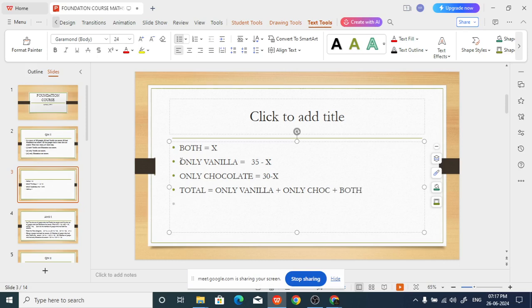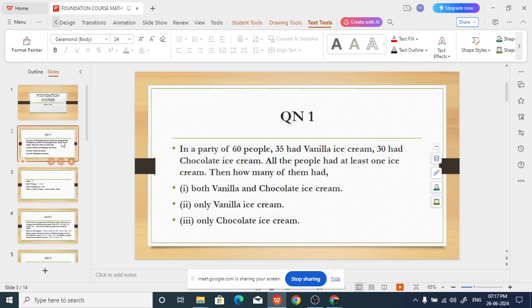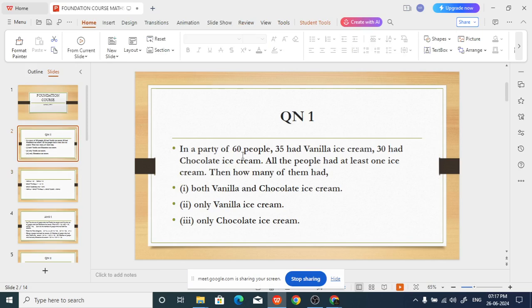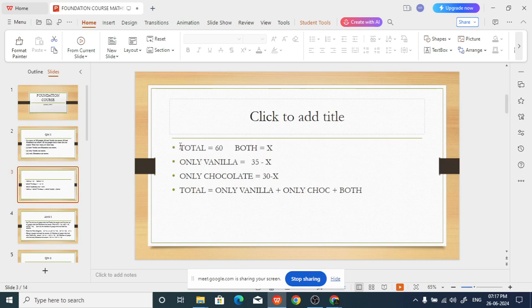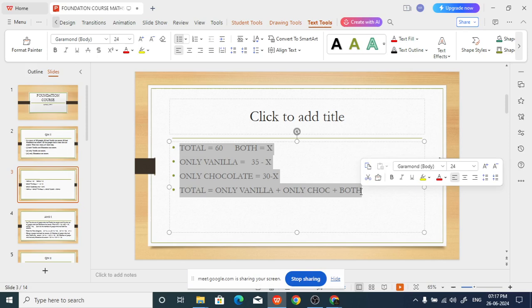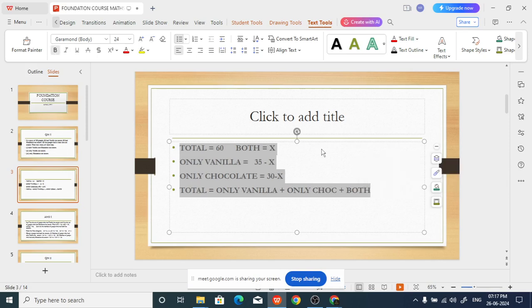So what is the total? Total there are 60 people. Out of which 35 had vanilla, 30 had chocolate, and X people had both. So only vanilla is 35 minus X. Only chocolate is 30 minus X. Total is equal to only vanilla plus only chocolate plus both.